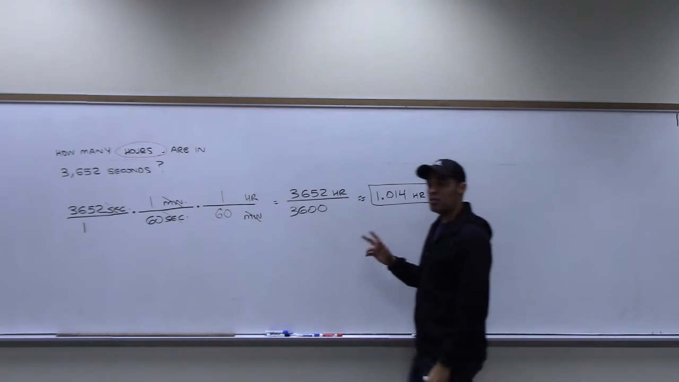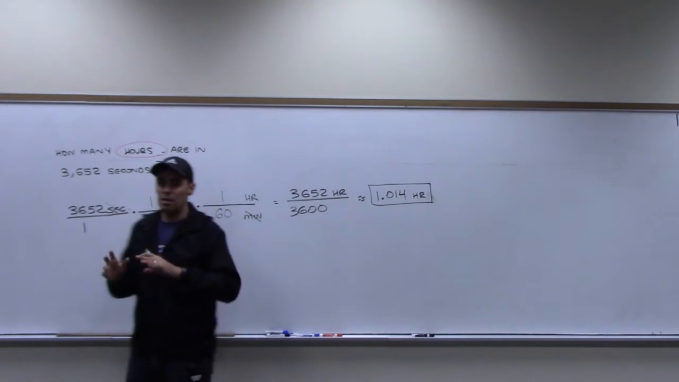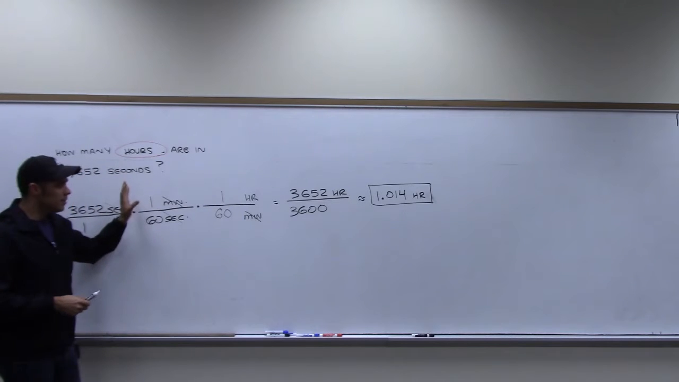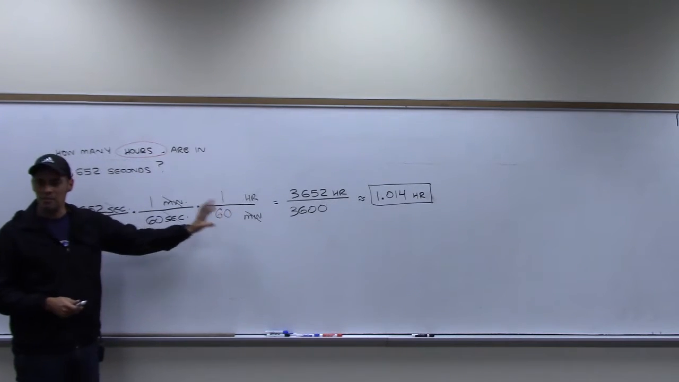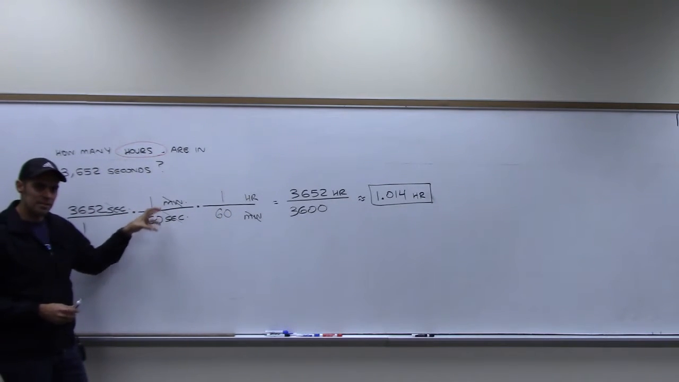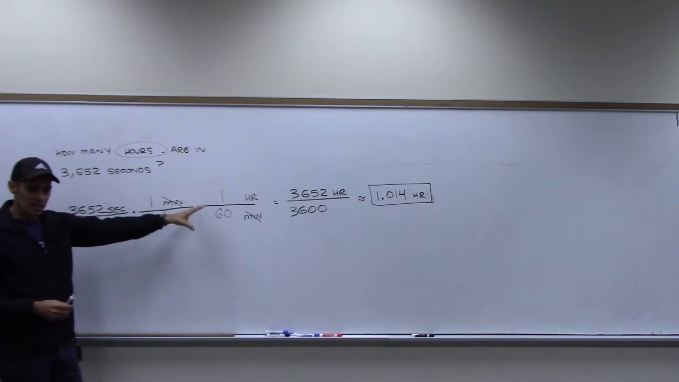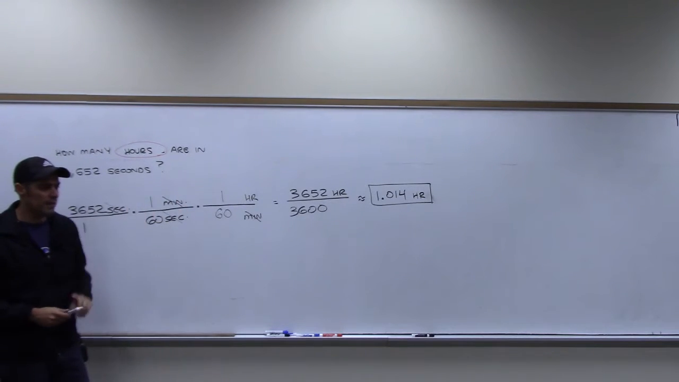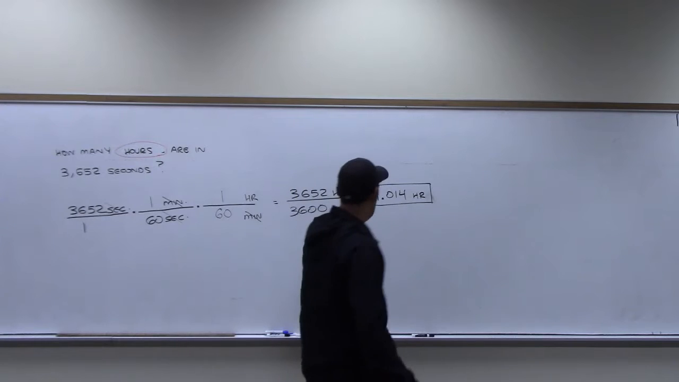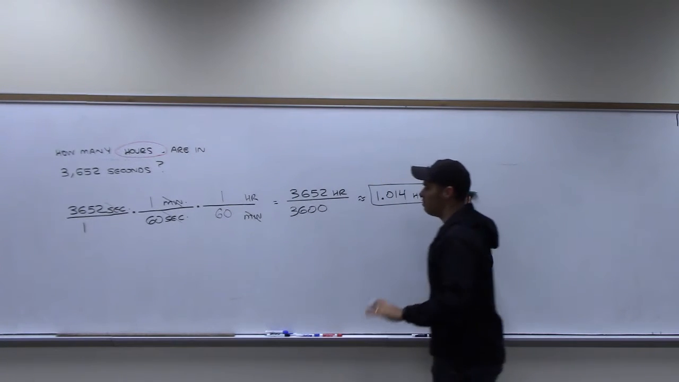So we can use conversion factors like this to convert using multiple steps. This is what you see a lot in chemistry classes and physical science classes. You're using multiple conversion factors at one time. All right, so let's try something else. Y'all are all right with this?